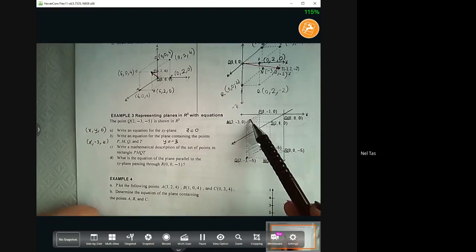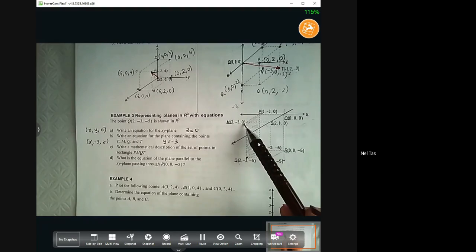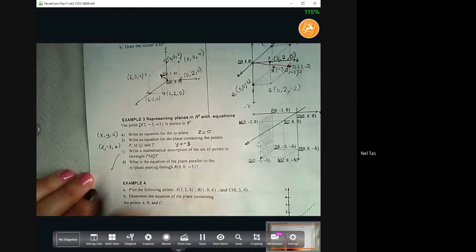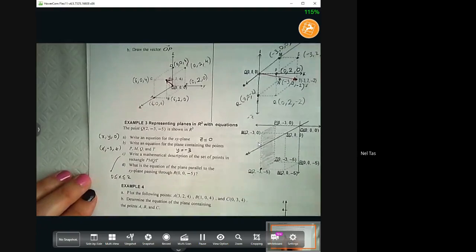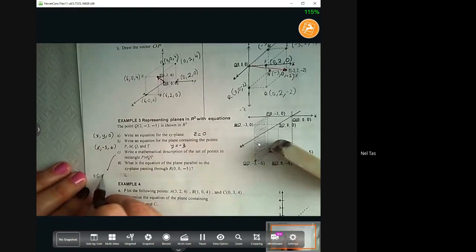So if you have any other point on this plane, the x coordinates of those points will be between 0 and 2. That is one condition, right? The x coordinates will be between 0 and 2.